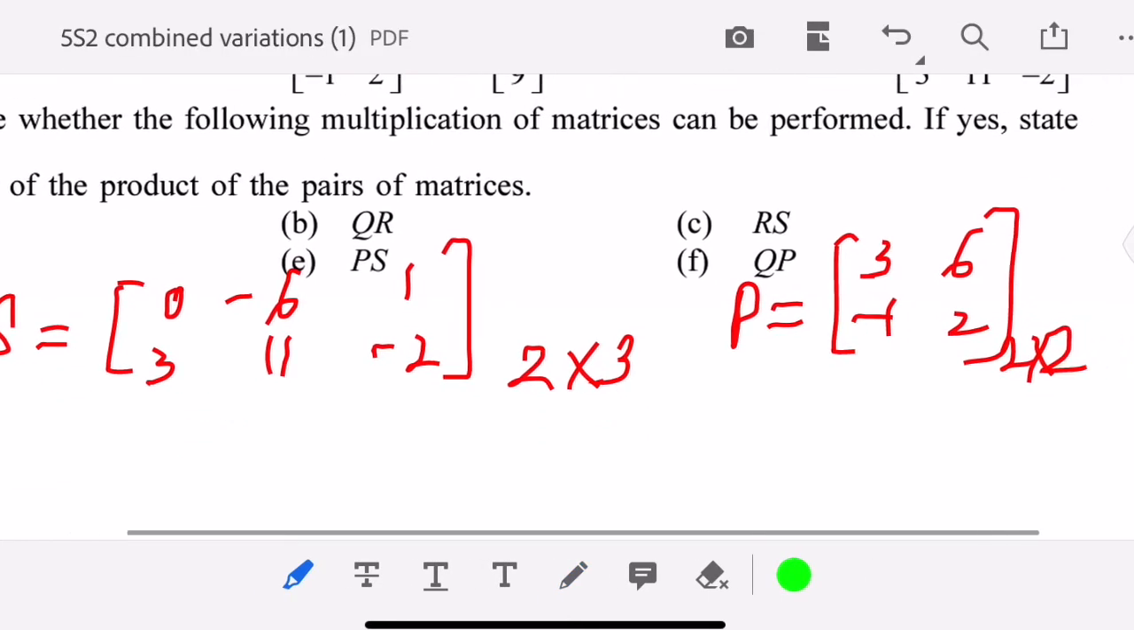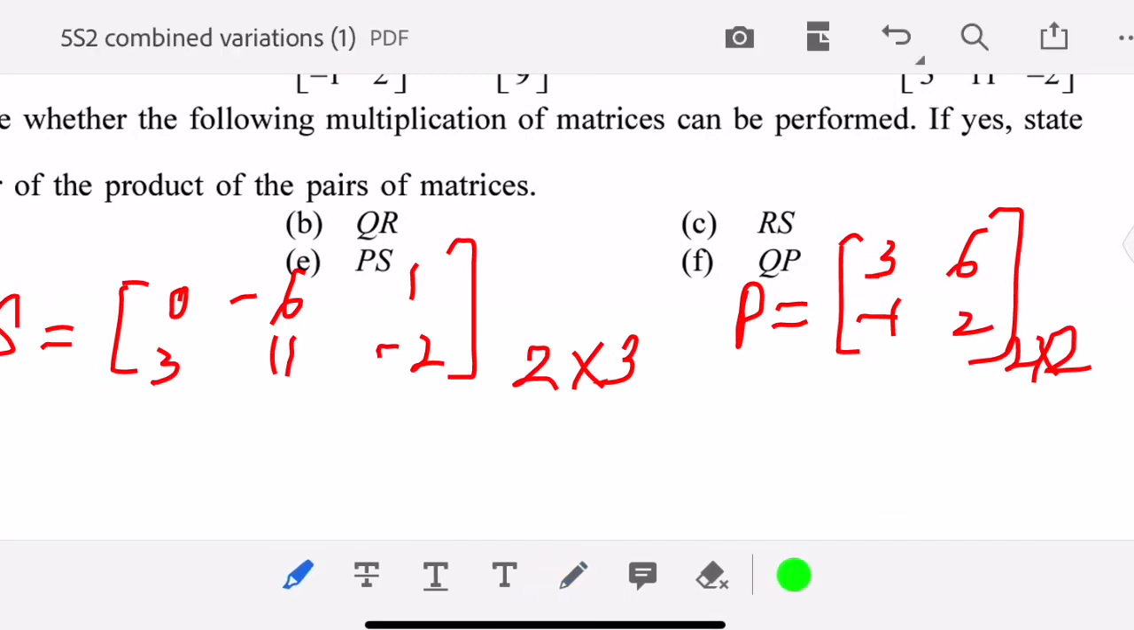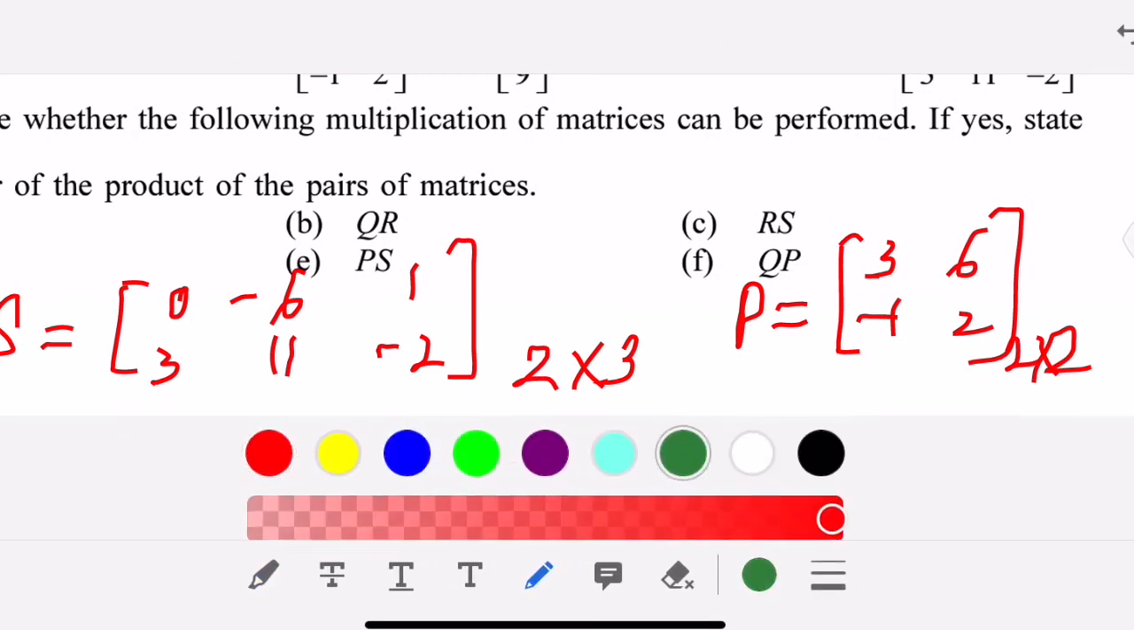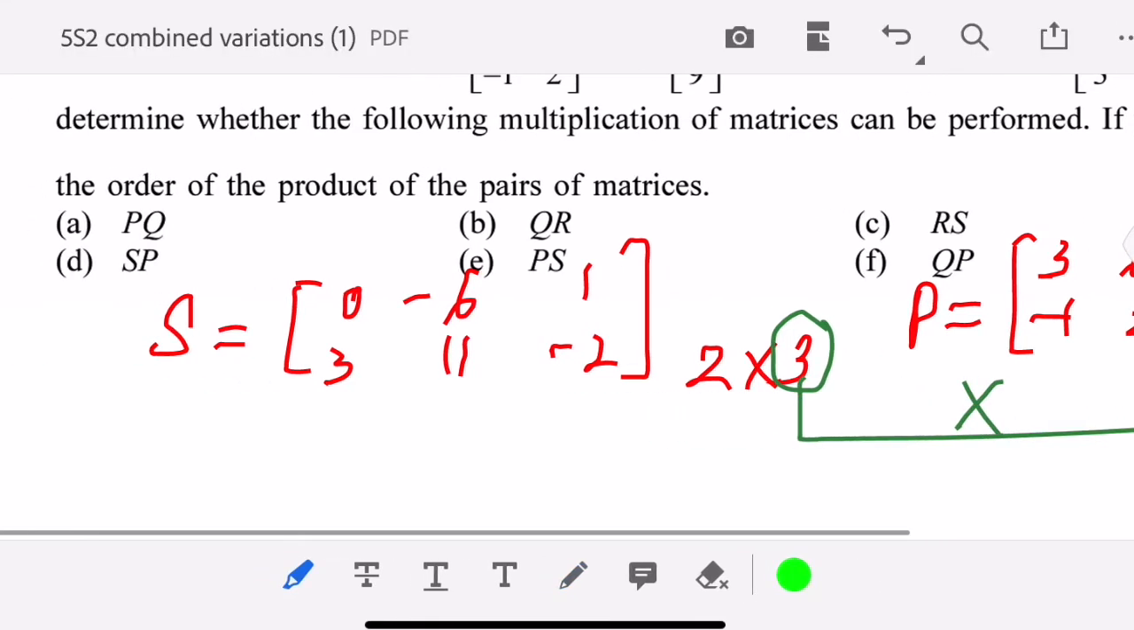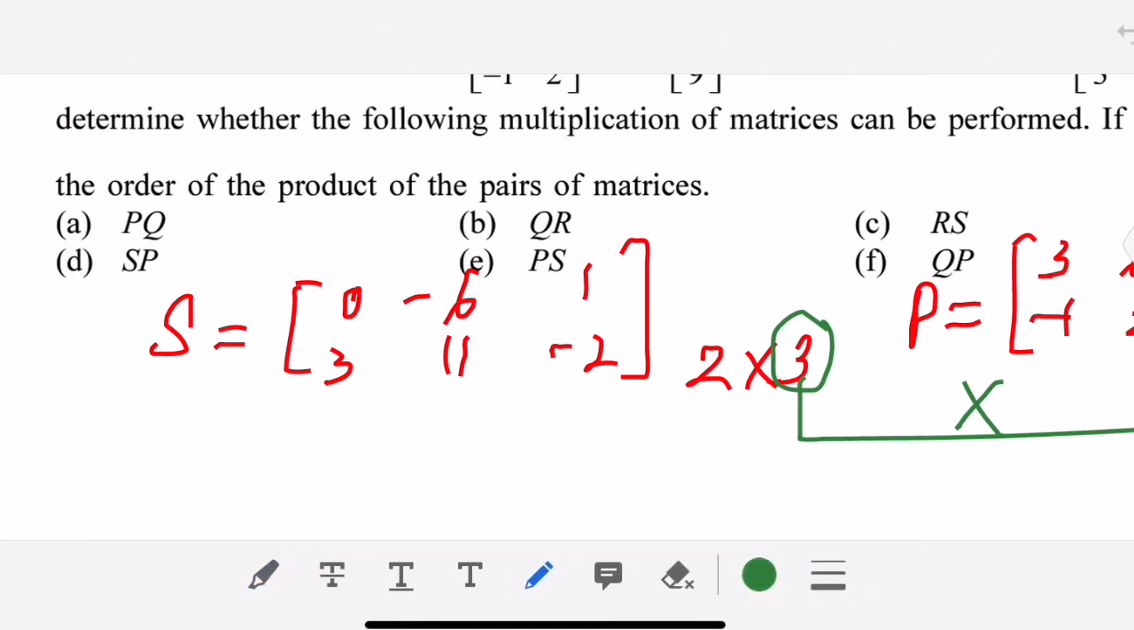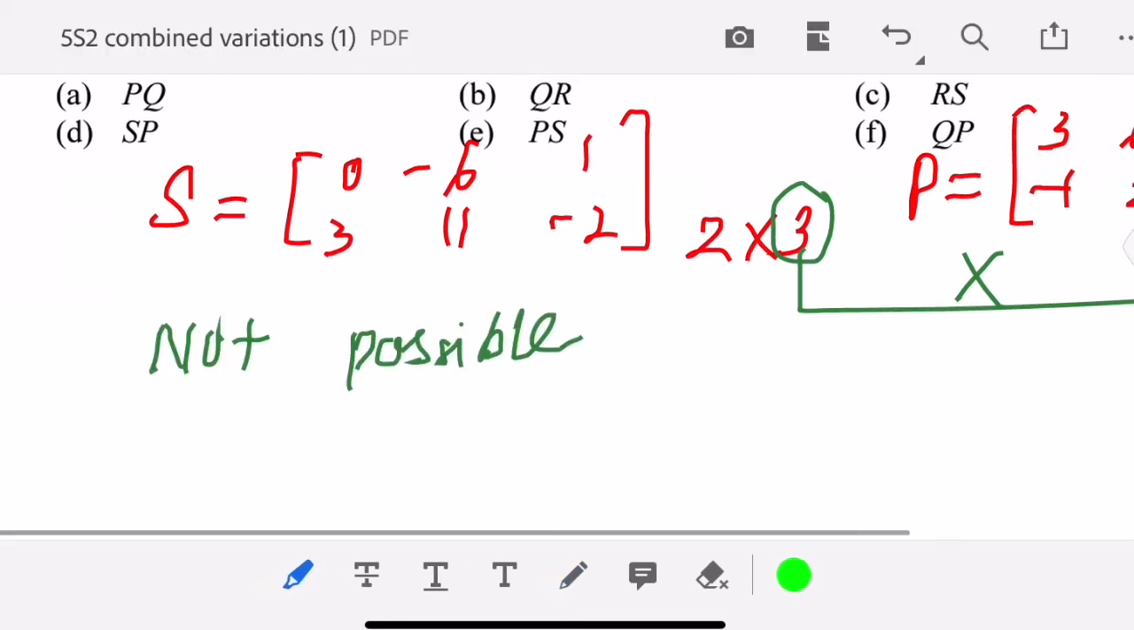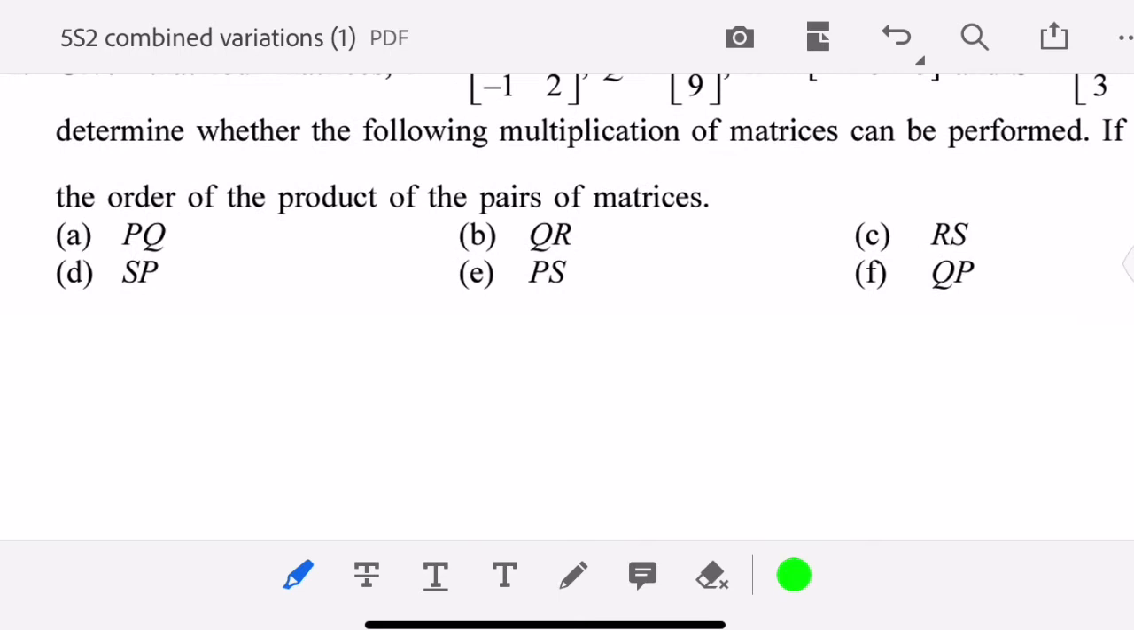So let's study whether these two matrices can be multiplied or not. Let's highlight: the number of columns is 3, and here the number of rows is 2. So this one, S and P, cannot multiply because these two are not the same. So for D also it is not possible. It is impossible to multiply. Okay, so next one. How about E?